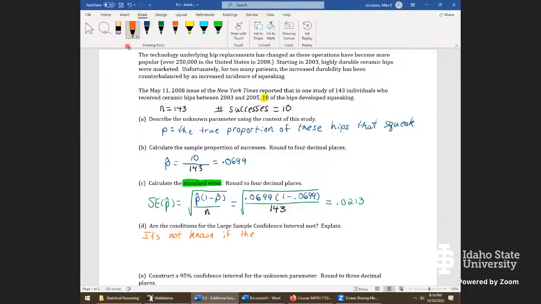If the sample was random, let alone representative, we just don't have that information. Doesn't mean it wasn't. It might very well have been a nicely, very carefully planned, simple random sample, but they just didn't tell us. So that's how we addressed that part of the information.